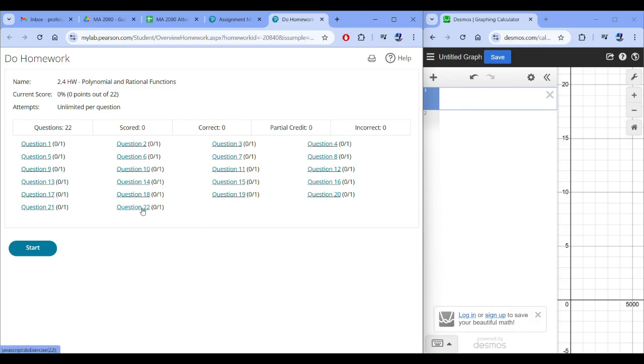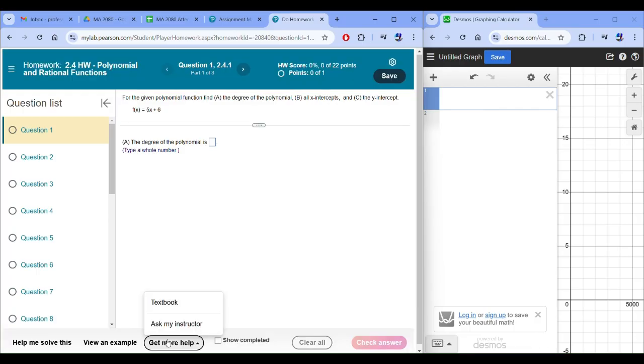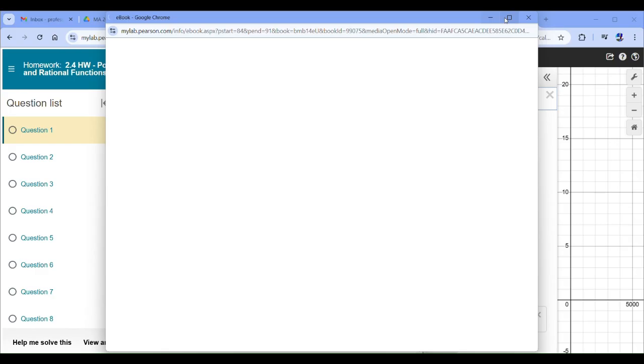As we take a look, we have 22 questions. Let's go ahead and open up the first one, take us to the textbook, and see what it is that we are going to be looking at. As you can see, I already have Desmos open, so I'm ready. All right, here we go.